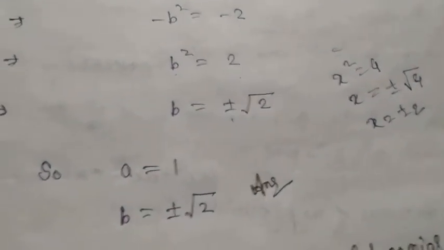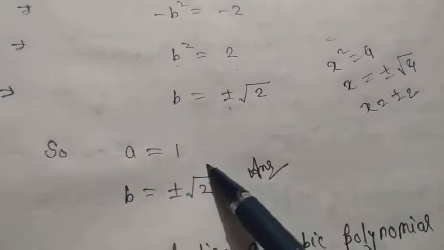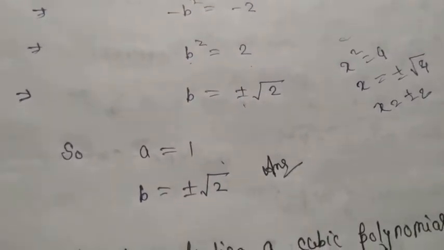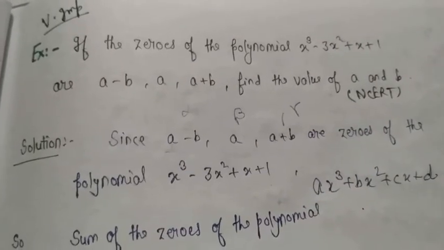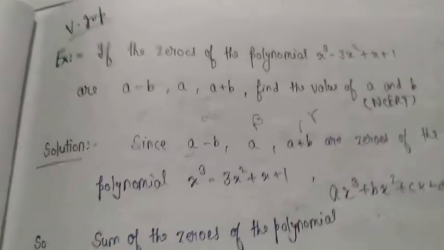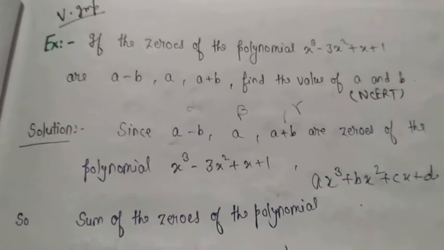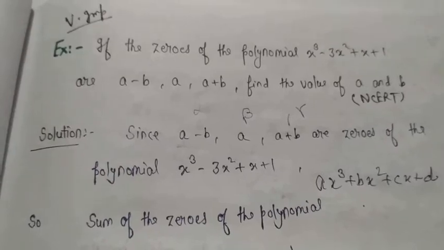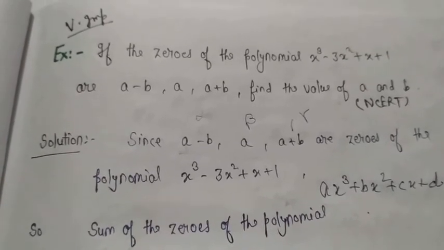So in this way I can find the value of a equal to 1 and b equal to plus minus root 2. Okay children, listen, one more time I'm going to explain this. I hope most of you might not have understood, so let me revise it again.